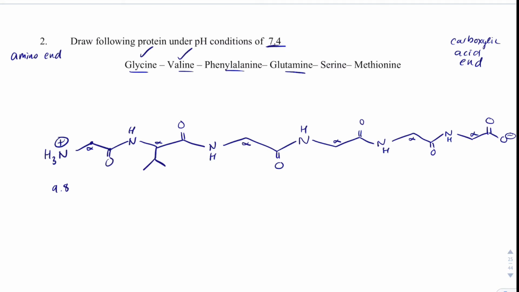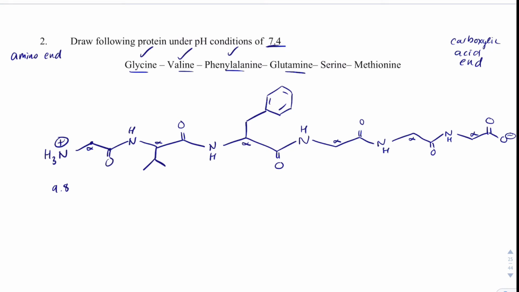Okay, phenylalanine. Again, I don't know what its pKa is, probably not written, but phenylalanine is just a benzene group, and I've drawn it wrong, so I've got to erase this. Carbon then. Okay.